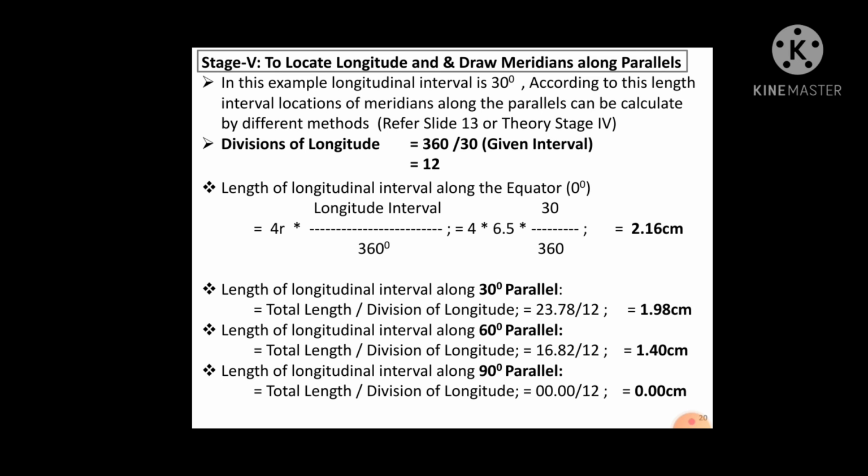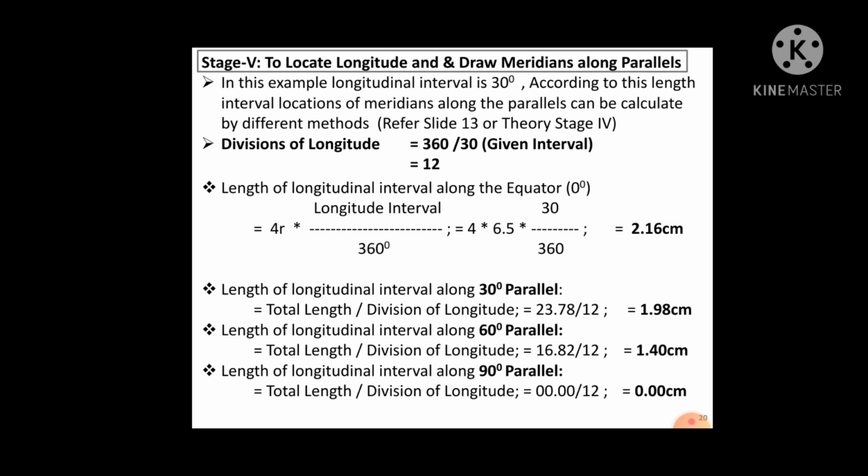As we know, there are different ways, as I showed you, but the simple one, using the division of longitude, will be easy to understand, right? So first of all, look at that division. How many divisions would be there, you have to decide. So 360 divided by 30. 30 is the given interval. Okay, so by that relation we have 12 divisions of longitude.